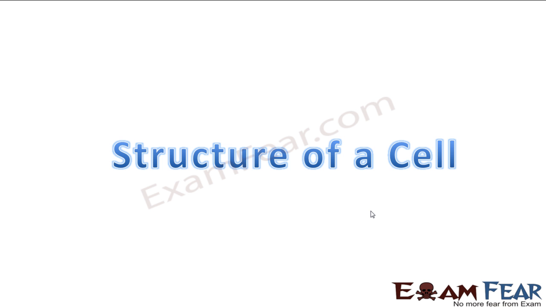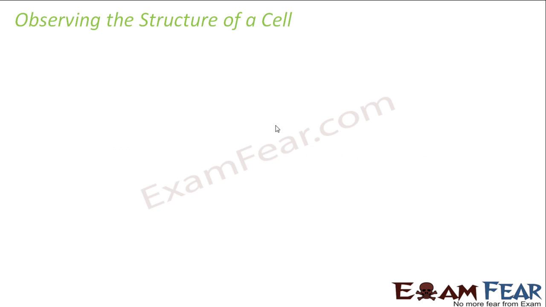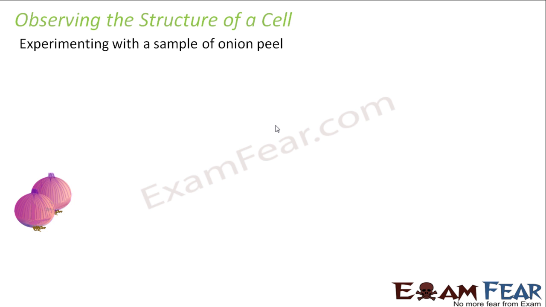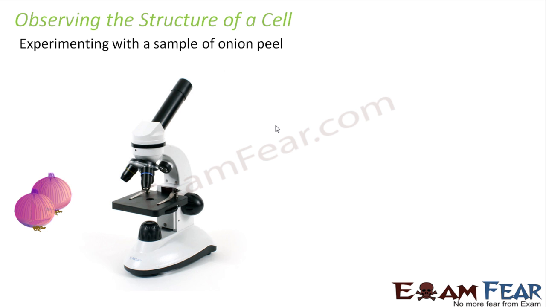So now starts our next topic, that is the structure of cell. Now let us see how the structure of a cell was actually observed, or how we can even now observe the structure of a cell. So let us experiment with a sample of onion peel. Go to your kitchen, take an onion and cut out the peel of it. Take the peel of the onion and place it under the microscope in your science lab.